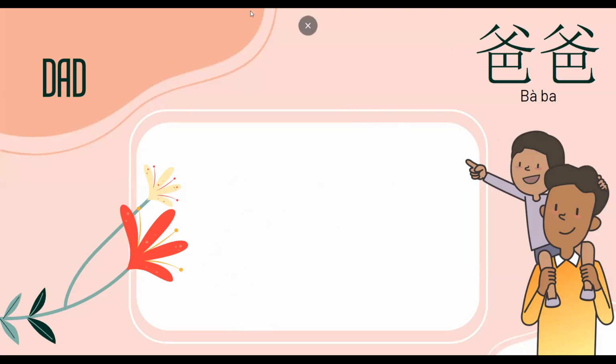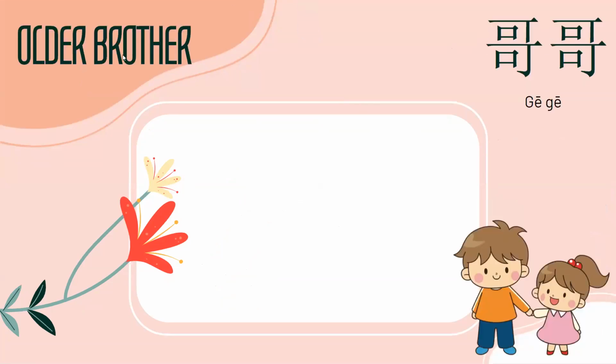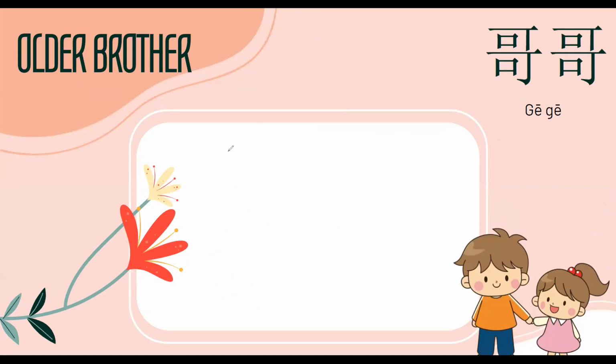So yeah, that was good, everyone. So now we have older brother, gege. I think this word is kind of funny to write, and if you add this next to it, which means kou, which is mouth, it actually turns into the word song, ge, like I'm singing a song, which I think is really interesting.